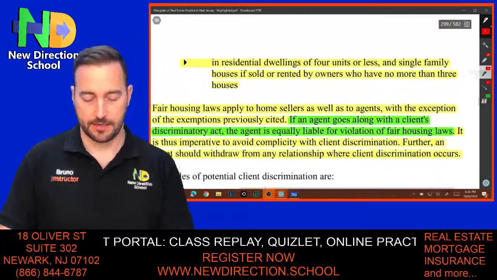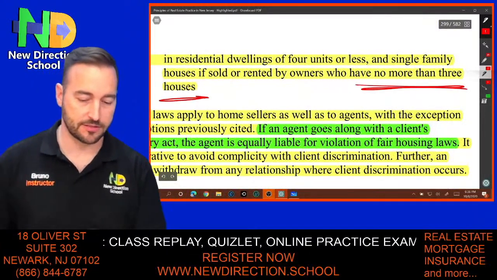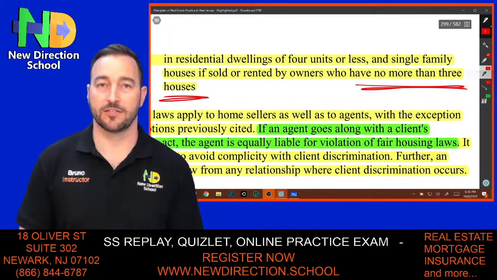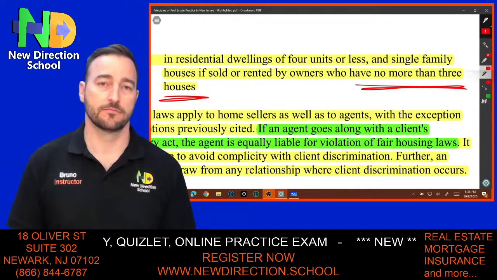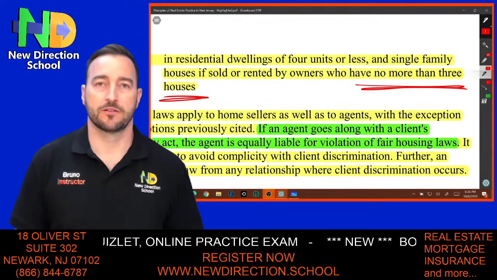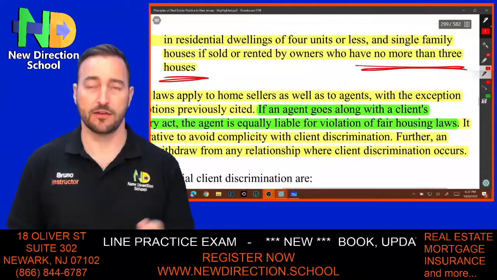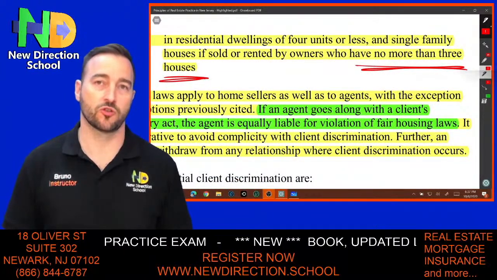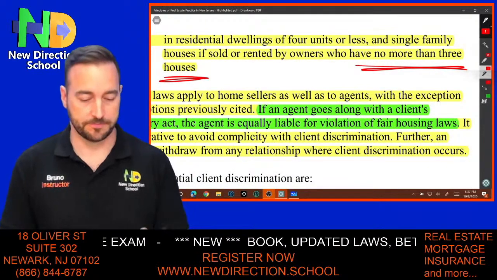Okay. I did talk about this before. If you have no more than 3 houses, you can discriminate against whatever you want. So if you don't want families with children, well, as long as you have residential dwellings, it's okay. Or if it's a single family home that's sold or rented by owners who do not have more than these 3 houses.